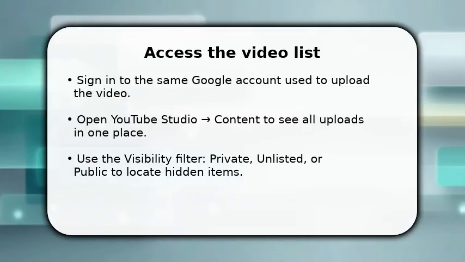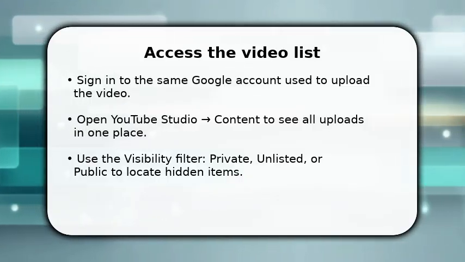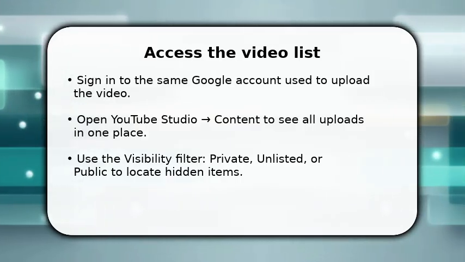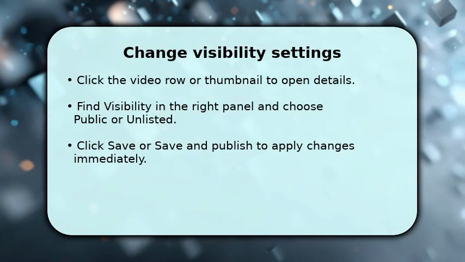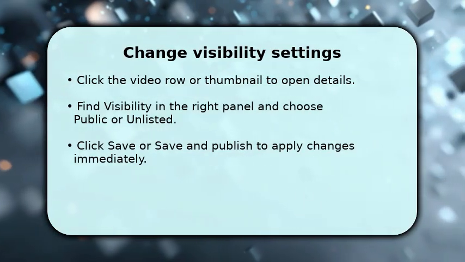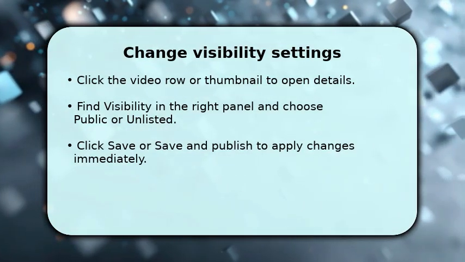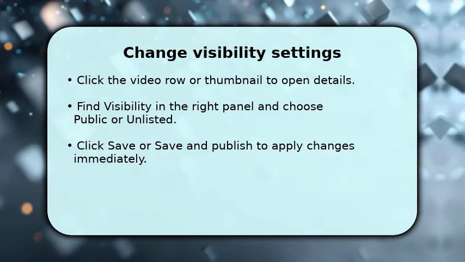Make sure you're on the correct channel if you manage multiple channels, because editing the wrong channel won't unhide the target video. Now change the visibility. Open the video details and locate the visibility option on the right. It defaults to private for hidden clips. Choose public to fully unhide or unlisted if you want limited sharing.